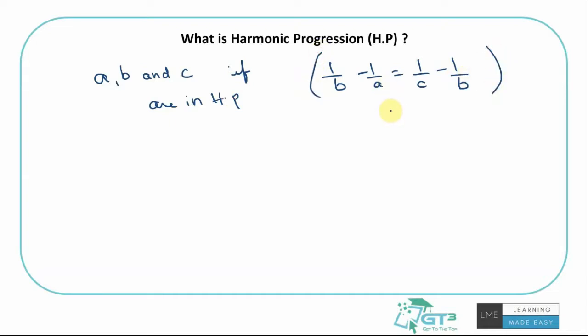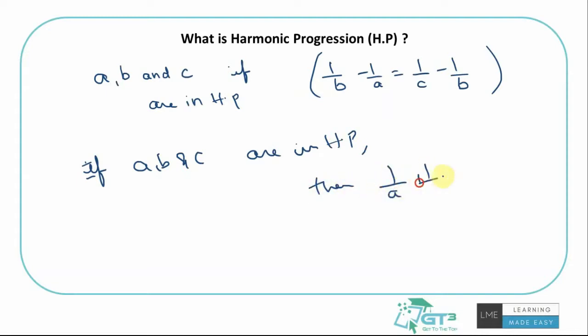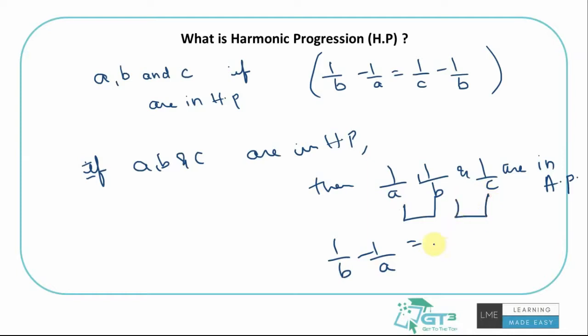You can write this in multiple ways, but fundamentally what we need to understand is this: if A, B and C are in harmonic progression, then 1 by A, 1 by B and 1 by C are in arithmetic progression. So for three terms in arithmetic progression, the second minus first gives the common difference of that arithmetic progression. Third minus second should also give me the same common difference. That is what we are seeing here.